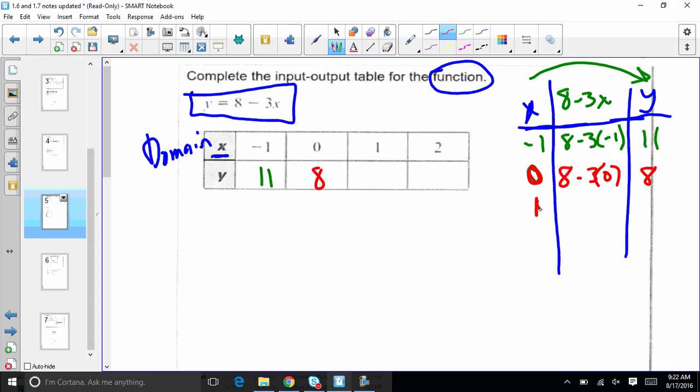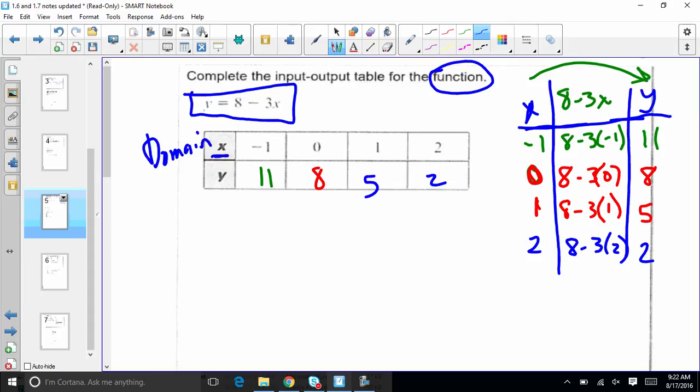What if my input is 1? Well, 8 minus 3 times 1. 3 times 1 is 3, and 8 minus 3 gives me 5. And then finally, one more. If my input is 2, then it's 8 minus 3 times 2. 3 times 2 is 6, and 8 minus 6 gives us 2.